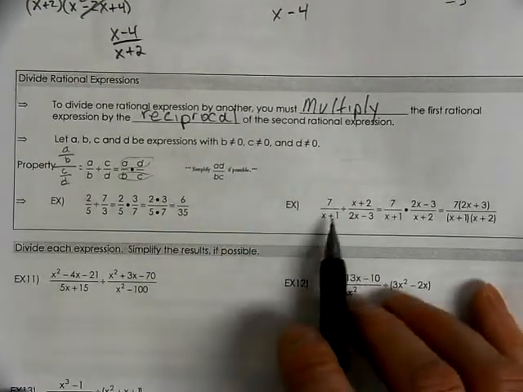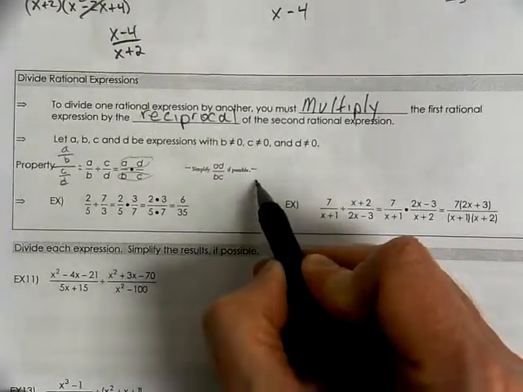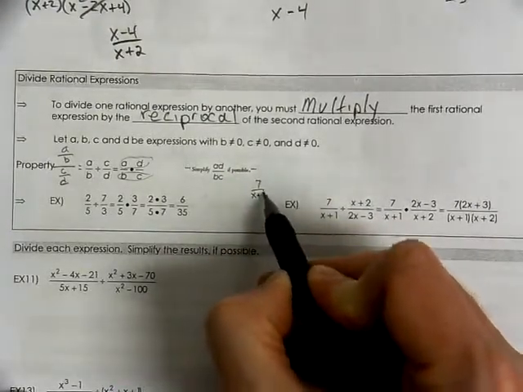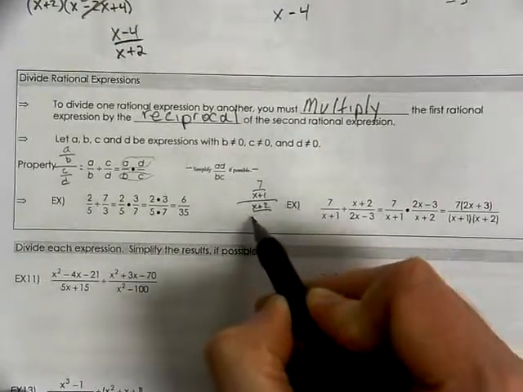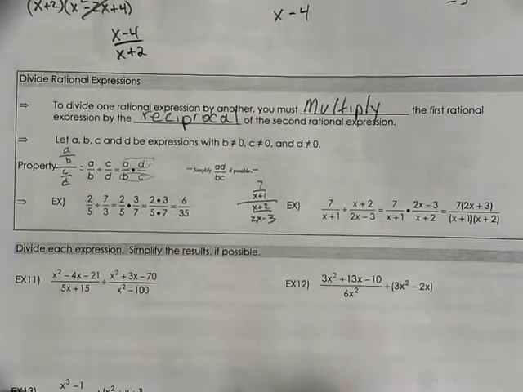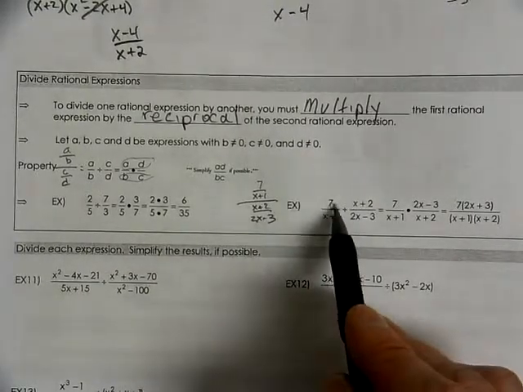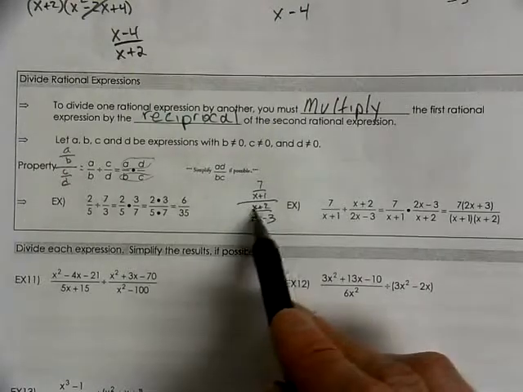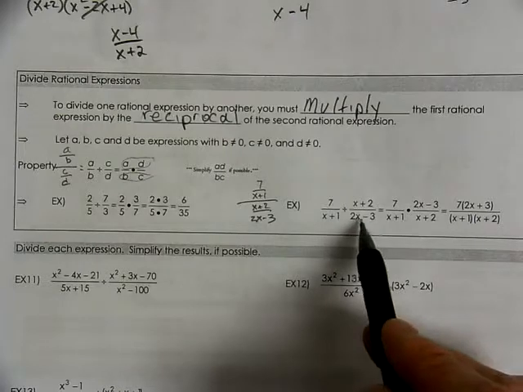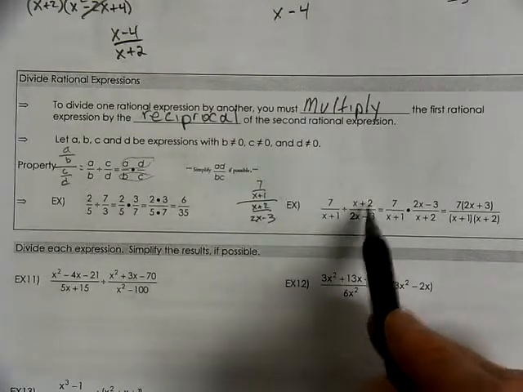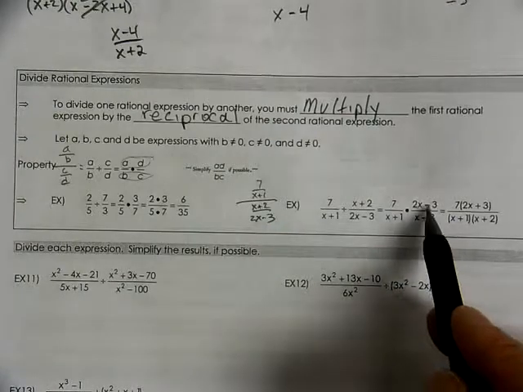In a more complicated looking problem, this might start out looking like 7 over x plus 1, all over x plus 2 over 2x minus 3. It would start with this. We would be able to write it with the division sign of the x plus 2 over 2x minus 3. You don't divide the fractions. You multiply by the reciprocal.